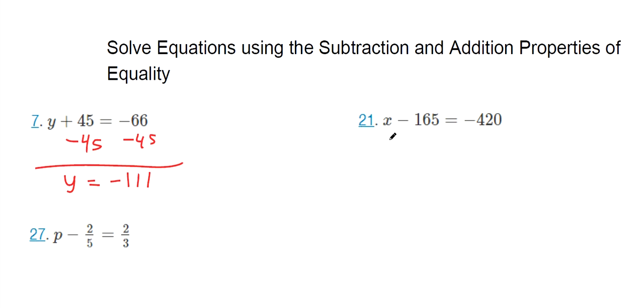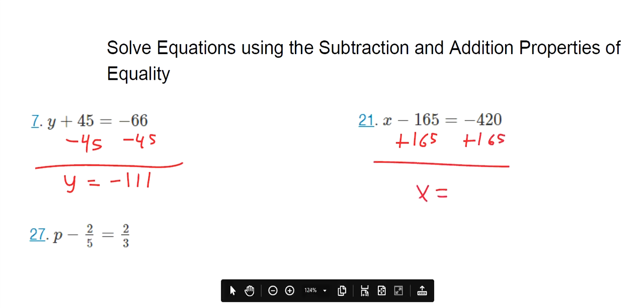Okay, on 21 over here, x subtracted by 165 equals negative 420. Get rid of the subtraction by doing the opposite, by adding 165 to both sides. So start off with negative 420 on the number line. You know, we don't have to count out every number.